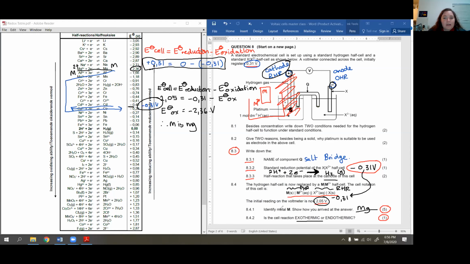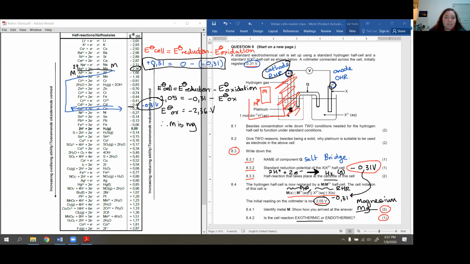Now they asked you to identify metal M, so you could have written magnesium or Mg. Please don't write Mg2+, that's identifying the ion and they may not give it to you. Sometimes, instead of saying metal M, they may actually have said to you identify the anode and you'd have had to be very specific that it was magnesium.